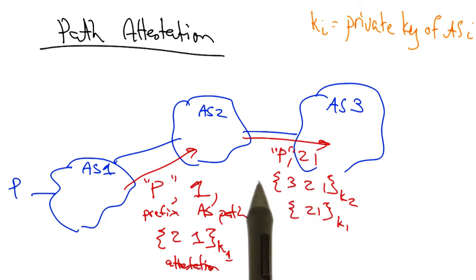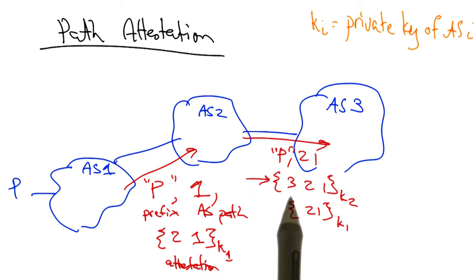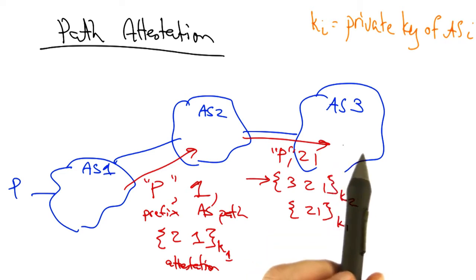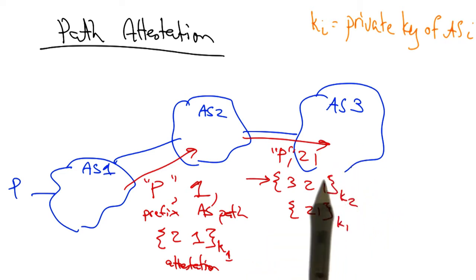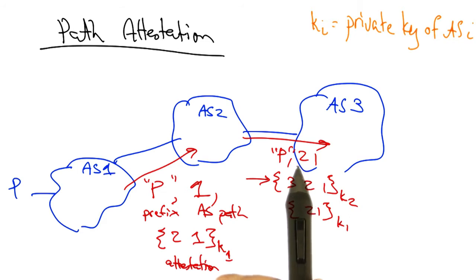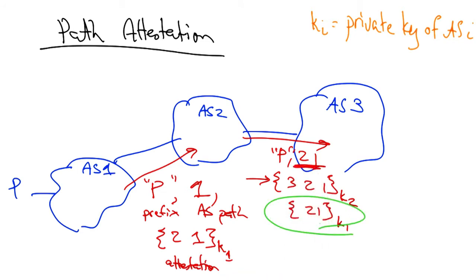It adds its own route attestation, 3 2 1, signed by its own private key, and it also includes the original path attestation signed by AS1. A recipient of a route along this path can thus verify every step of the AS path. AS3 can use the first part of the path attestation to verify that the path, in fact, goes from AS2 to AS1 and does not contain any other ASs in between.